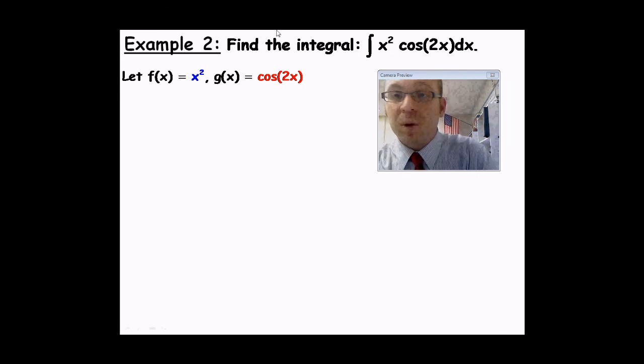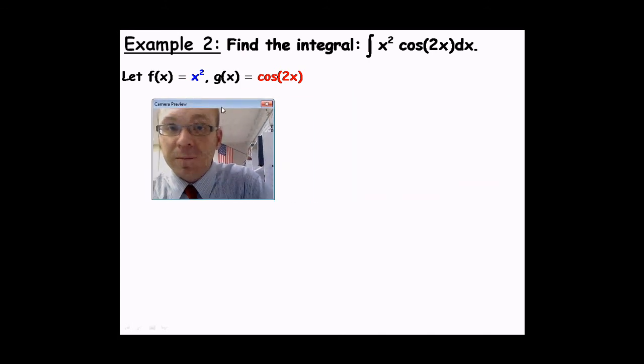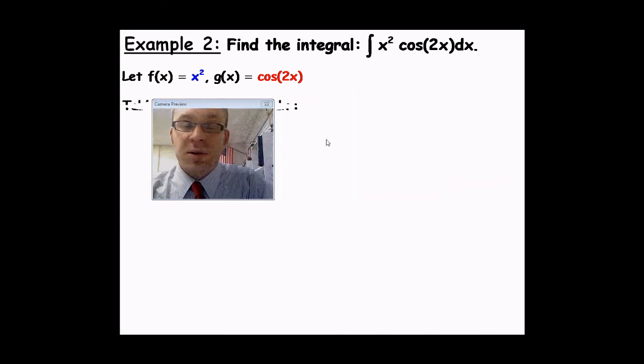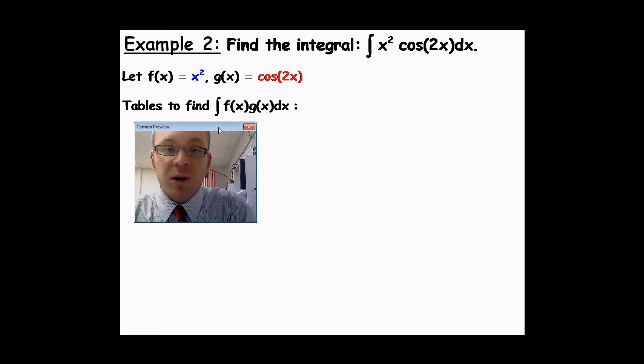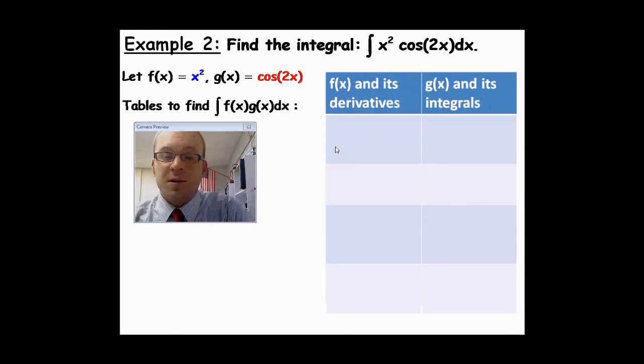So let me make a table here, and you should be drawing a table as well. We're going to have a column of derivatives for f of x and a column of integrals for g of x. Let's start with f of x. That's the quick one. Let's throw x squared in there. Take the derivative, 2x. Take the derivative, 2. Take the derivative, 0. When you get that 0, that's your indicator that you're done, and you don't have to add anything else to this column.